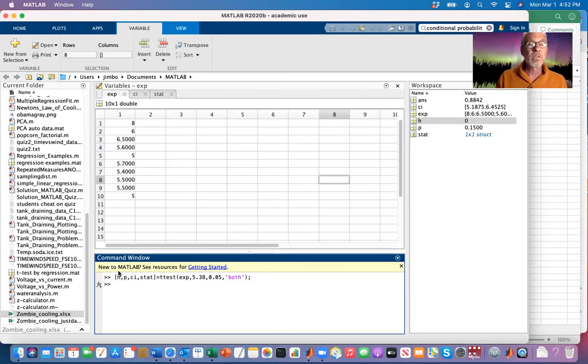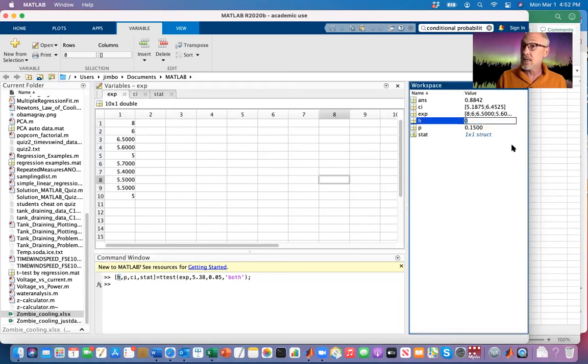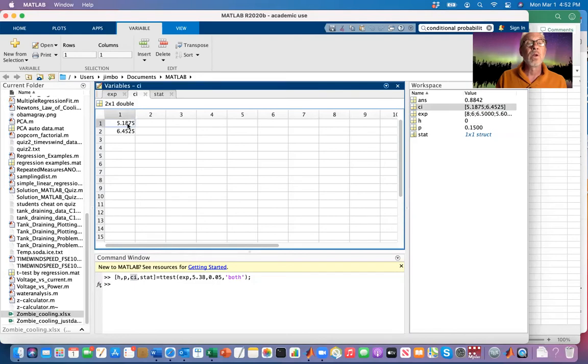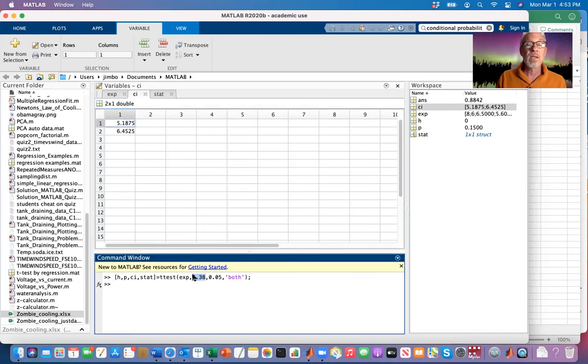So what we found was that if we look at H, we failed to reject the null hypothesis in this case, because we're using the sample standard deviation to estimate the population standard deviation. The probability is about 15%, so that's much greater than alpha, much greater than 0.025 in any tail. The confidence interval is between 5.19 and 6.45, and you can see that the population mean falls well within that. So we failed to reject the null hypothesis using the confidence interval.